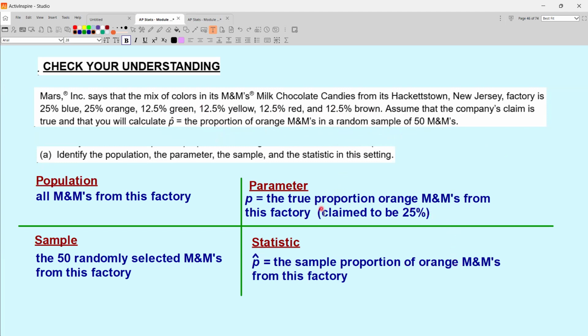Now we were told that the proportion of orange M&Ms is 25%. So that p is claimed to be 25% here. We don't have a sample yet, so our statistic is unknown, but we'll still say p hat, the sample proportion of orange M&Ms.